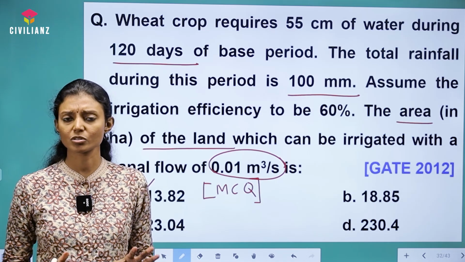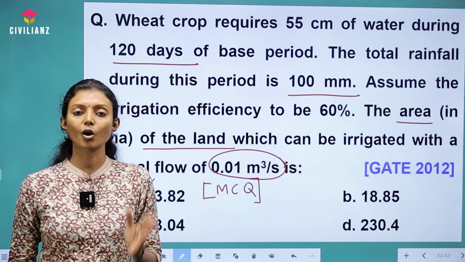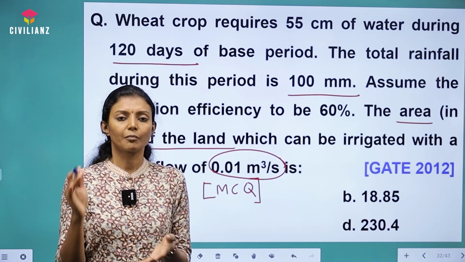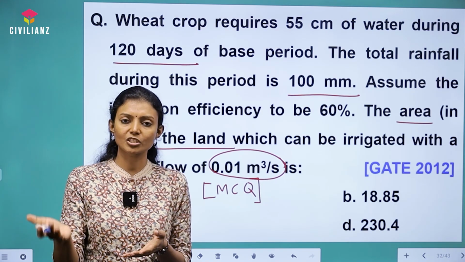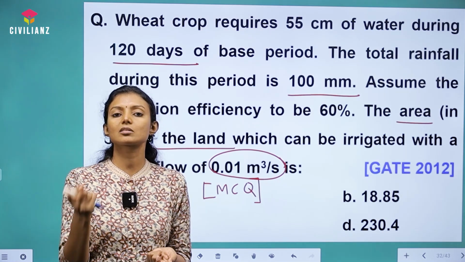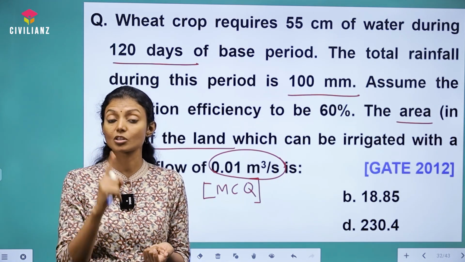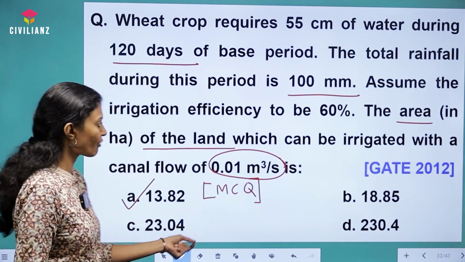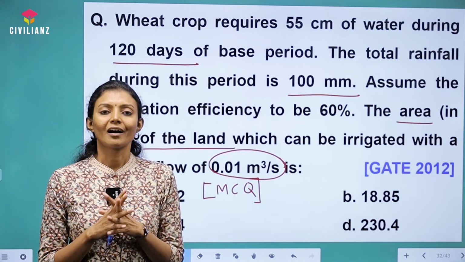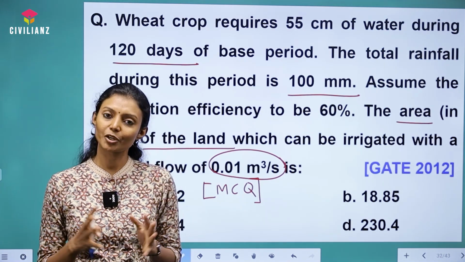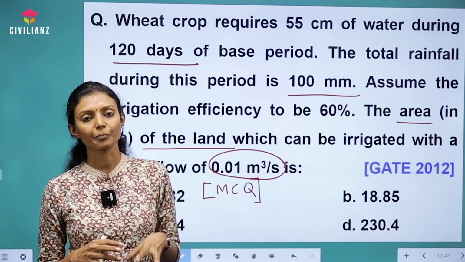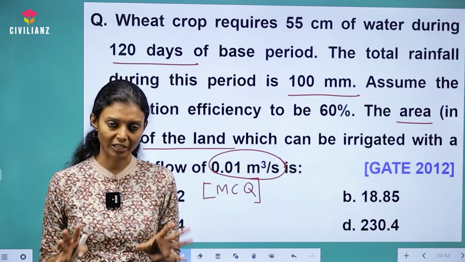I hope this problem is very clear. This is a very standard question using the basic concept of duty. So if you know what is duty, this question is very easy, because duty is the land which has been irrigated using 1 cubic. They are asking you what is the corresponding area for 0.01 cubic, provided the efficiency is only 60%. I really hope this session was very useful to all of you. I hope the theory concepts and the problems have been explained well.